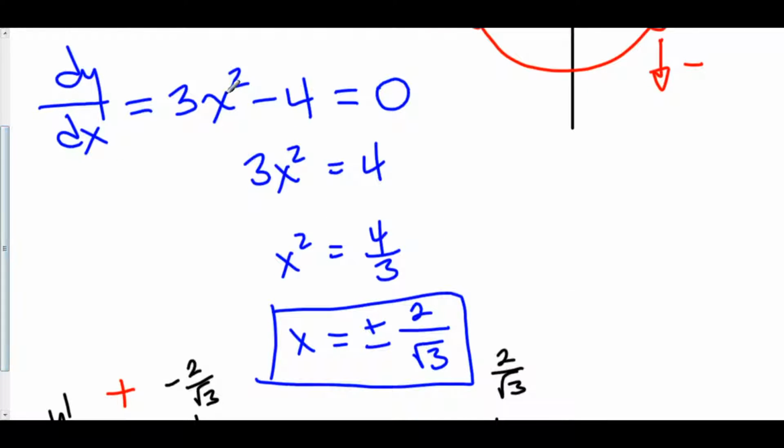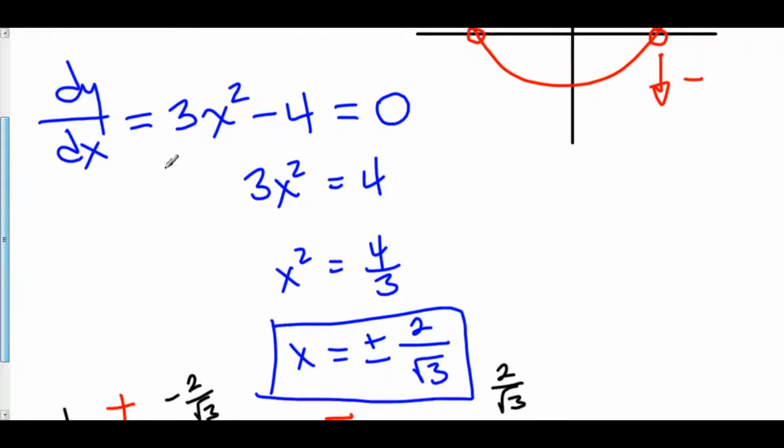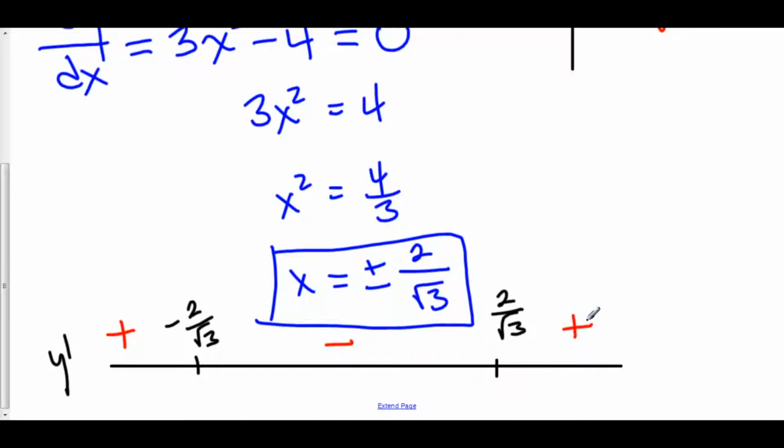A pretty easy point to guess is 0. Let's check 0. Plug 0 into our derivative. 3 times 0 is 0, minus 4 is negative 4. That's negative in here. And of course, to the right of 2 over root 3, let's check positive 5. 5 squared is 25, times 3 is 75, minus 4 is still positive. So over here, our derivative is positive.